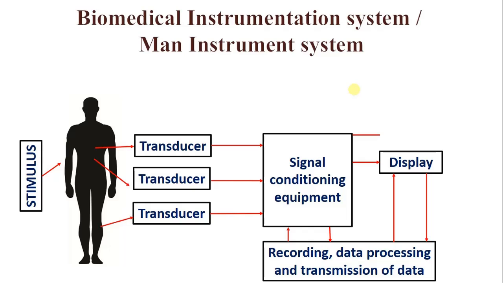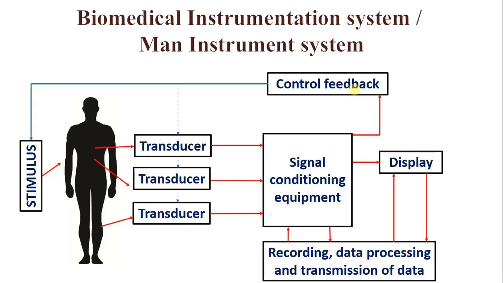Recordings can be of two types: using a graphic pen recorder, which is used to produce a paper record of analog waveforms, or storing on a magnetic tape recorder. We have one more block, that is control. So whenever it is necessary or desirable to have automatic control of stimulus, transducer or any part of the man instrumentation system, a control system is incorporated.